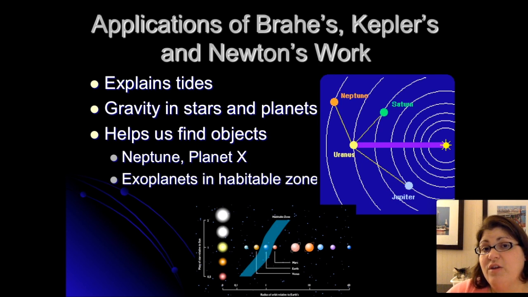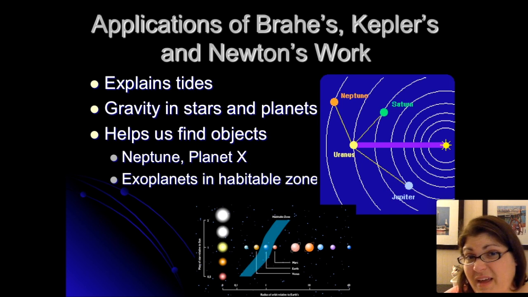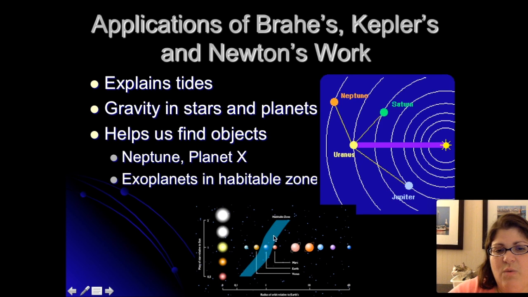Additionally, when we look at other solar systems, other places where life could possibly exist, we basically use Kepler's third law to figure out how far planets are from the thing they're orbiting, their sun. That helps us determine how far that planet is and whether or not it's in the zone where water can exist, or the habitable zone.